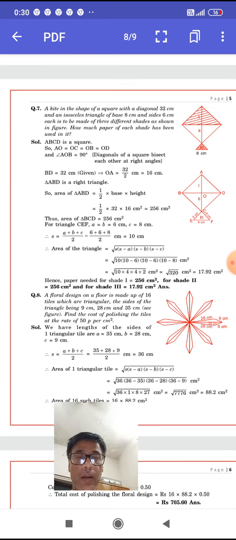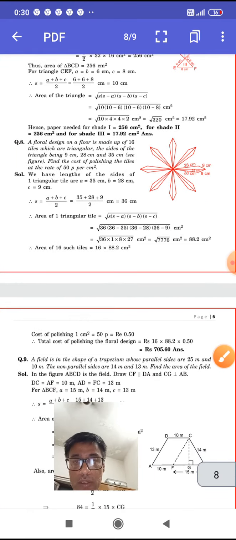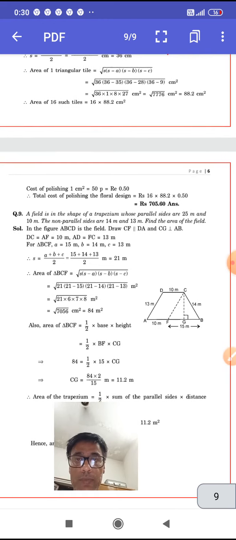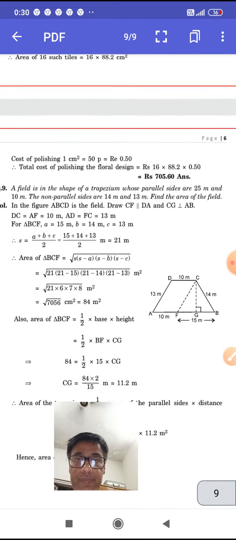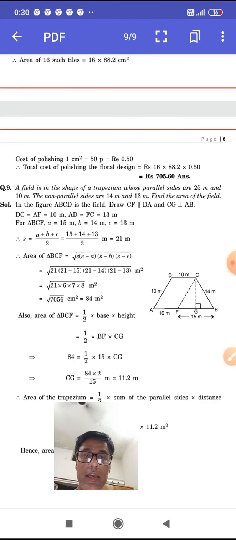Okay, now come to question number 8. You can do it yourself. Now come to question number 9. A field is in the shape of a trapezium whose parallel sides are 25 meter and 10 meter.